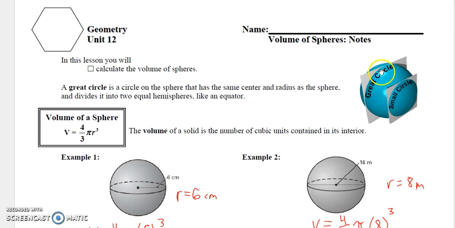The farther away you get from the center of the sphere, the smaller the circles get. The closer you get to the center of the sphere, the bigger the circles get. If you slice it right down the middle so that you make two equal halves of the sphere, which are called hemispheres, that circle is called the great circle.